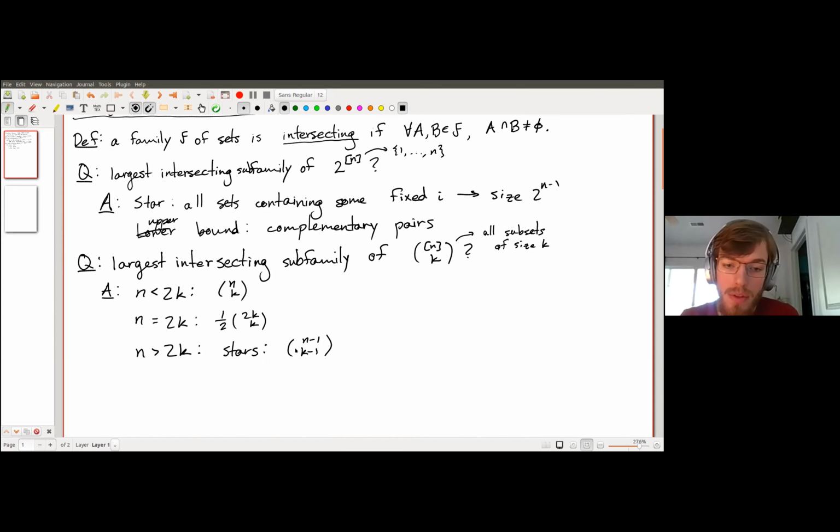And so this is the conjecture, right? Is this the maximum size of the largest intersecting subfamily? And this is what the Erdős–Ko–Rado theorem says. So if you've never heard of Erdős–Ko–Rado, now you know what it is. Erdős–Ko–Rado says these are the largest.